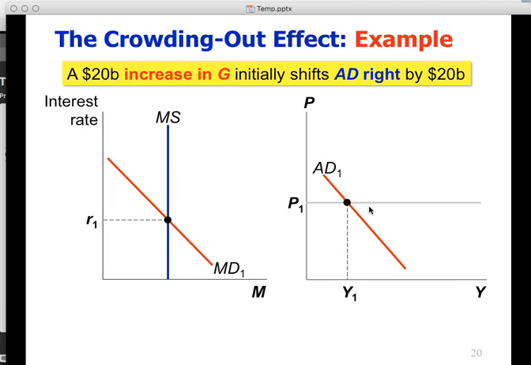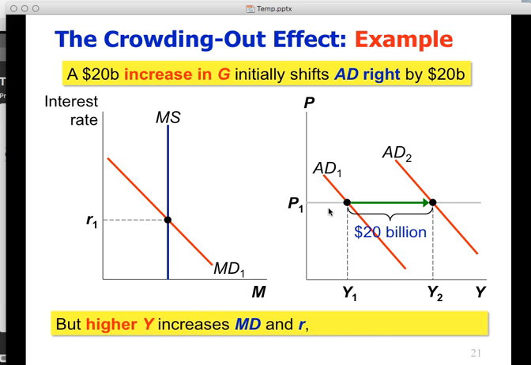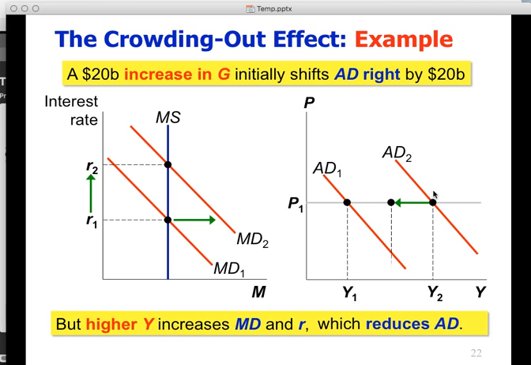Suppose there's a $20 billion increase in government spending, which initially shifts aggregate demand right by 20 billion. That's the initial increase in G. Because of that, as this goes to the right, income goes from Y1 to Y2, a higher total income, which increases money demand. When the money demand curve shifts, this is the short run where money demand and money supply drive the interest rate. An increase in money demand increases the interest rate, which reduces investment. When you reduce investment, that reduces aggregate demand, so the aggregate demand curve actually shifts back. You get an increase in government expenditures and a decrease in investment.